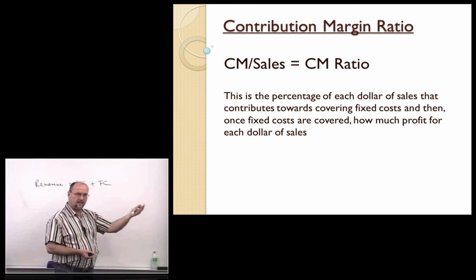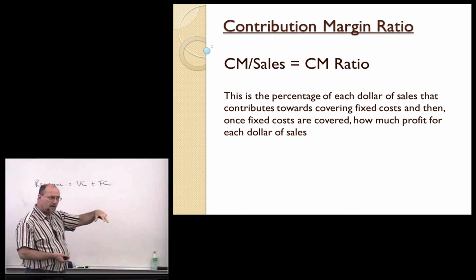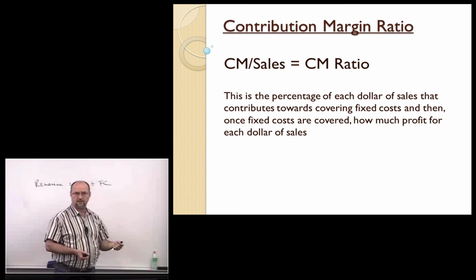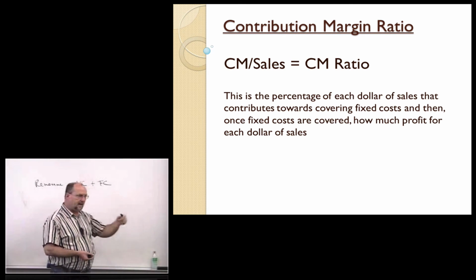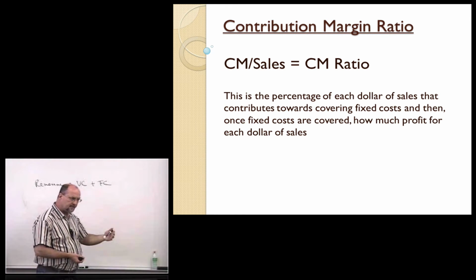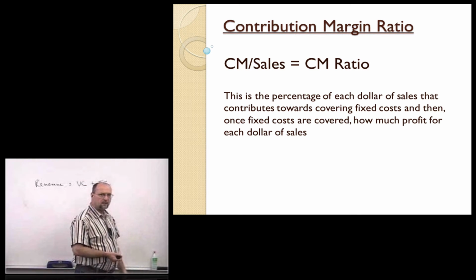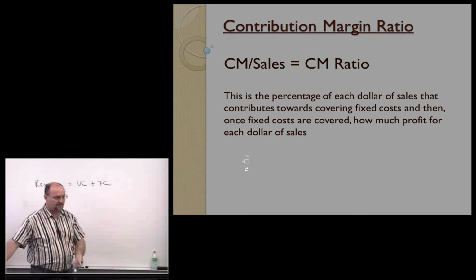We can do this on a total basis. Sales minus variable costs equals contribution margin, and we can do it on a per unit basis as well. Okay? And then contribution margin, which again is sales minus variable costs, contribution margin divided by sales tells us the percentage of each dollar of revenue that helps to contribute to cover our fixed costs. So we're going to do some examples.